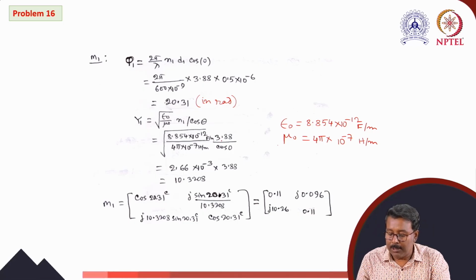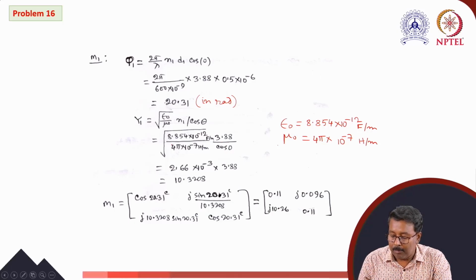The value of N1 is 3.88 cos 0. After the calculation, you get 10.3208, which is the value of Y1. So M1 is cos 20.31, this is in radian, and j sin 20.31 in this position, and after putting the values of cos 20.31 radian and sin 20.31 radian, you get the final value of M1.